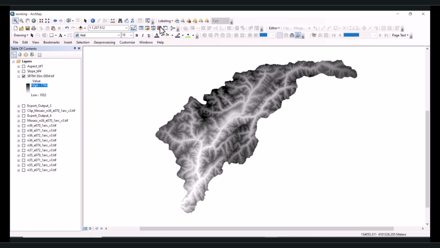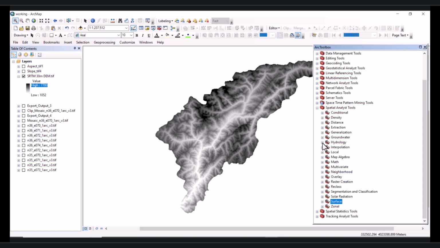Now we understand these concepts. Let's move to the practical demonstration in GIS.